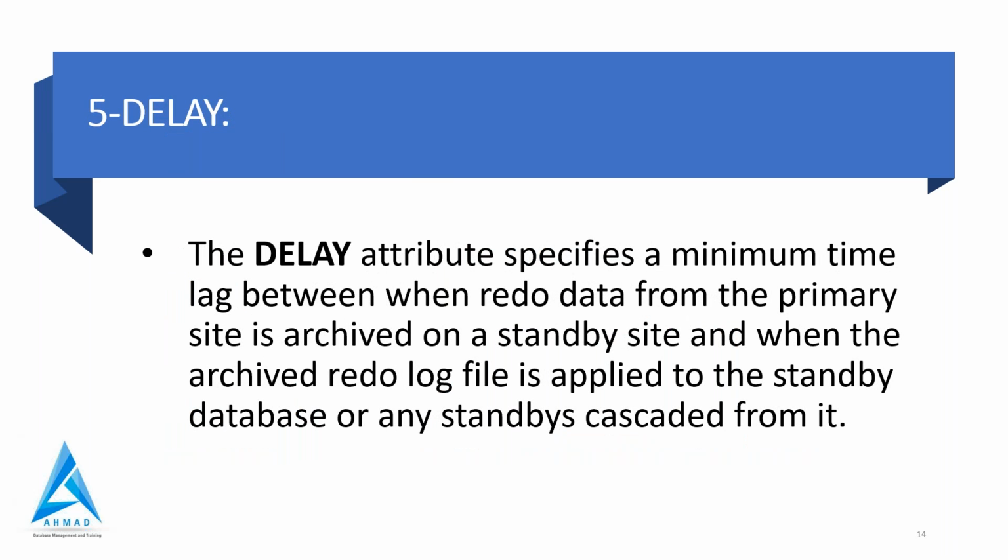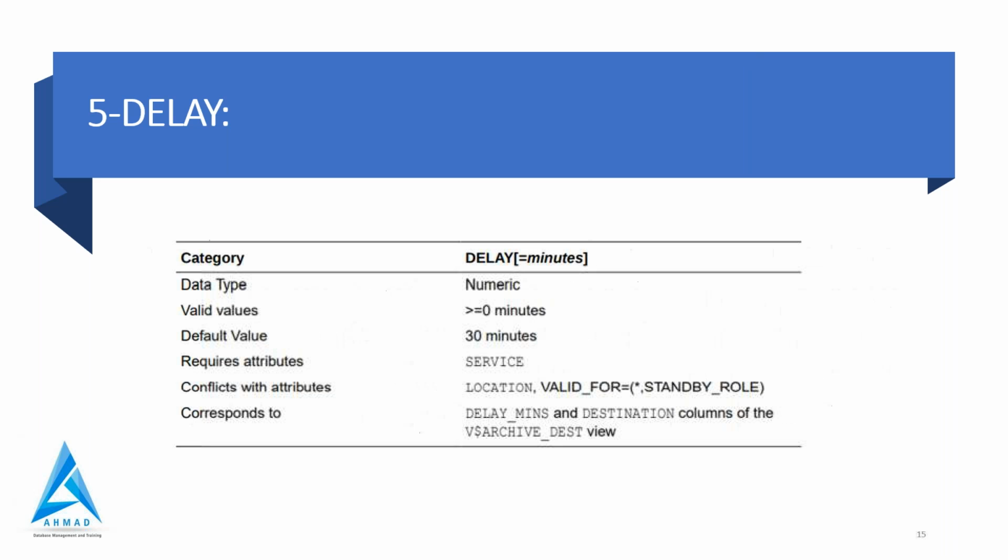And the fifth attribute is delay. The delay attribute basically specifies a minimum time lag between when redo data from the primary side is archived on a standby side, and when the archived redo log file is applied to the standby database or any standby cascade. This delay attribute is in minutes.